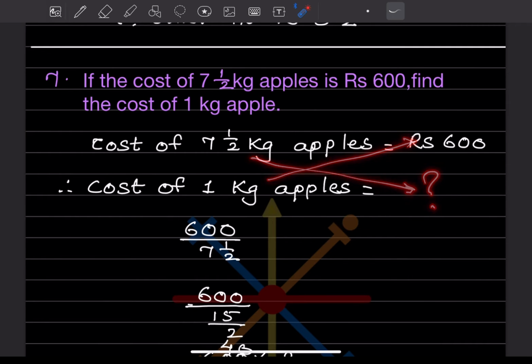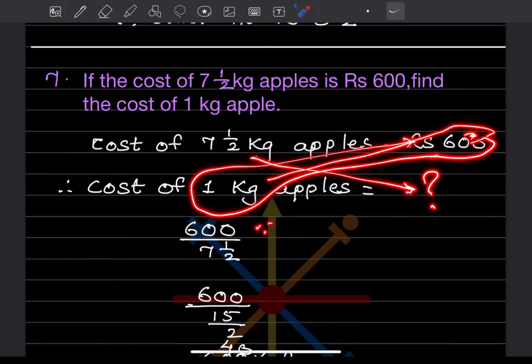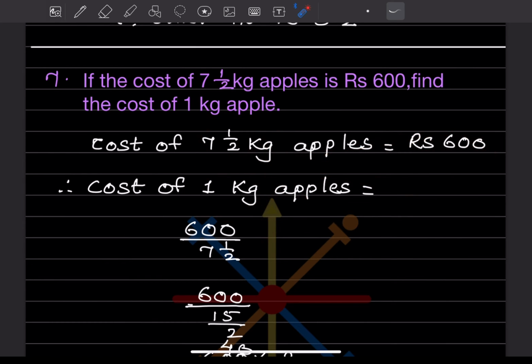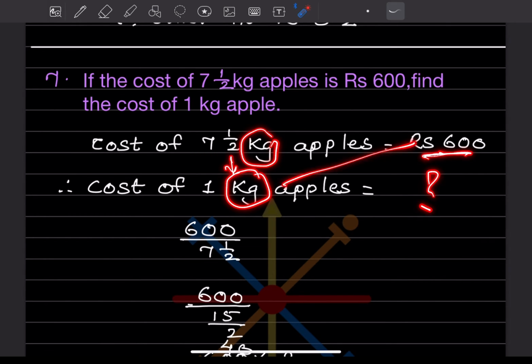So 1 into 600: always, wherever the two numbers are there, that is going to go in the numerator, and this will go in the denominator, because many of them get confused whether to multiply or divide. So this is one way to remember. You just write this the same. Again, I'll repeat. Now this is kg, so write this one below the other. Here this is given as rupees 600 and we don't know here. And then later on cross multiply.